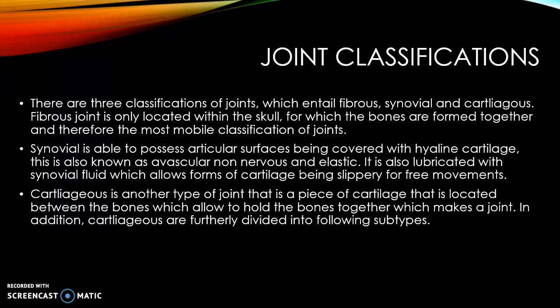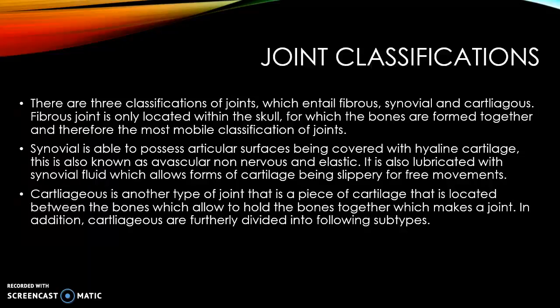Fibrous joint is only located within the skull, for which the bones are formed together and therefore the most mobile classification of the joint. Synovial has an articular surface that is covered with hyaline cartilage, which is also known as avascular, non-nervous and elastic. It is also lubricated with synovial fluid, which allows forms of cartilage being slippery for free movement. And lastly, cartilaginous is another type of joint that is a piece of cartilage located between the bones, which allows the bones to be held together, which makes a joint.